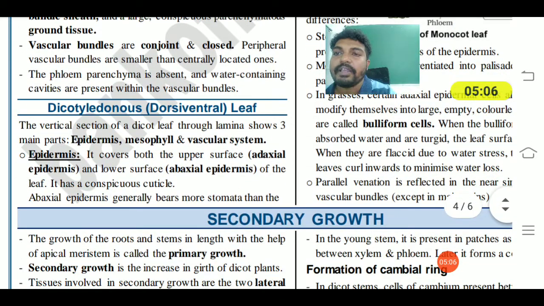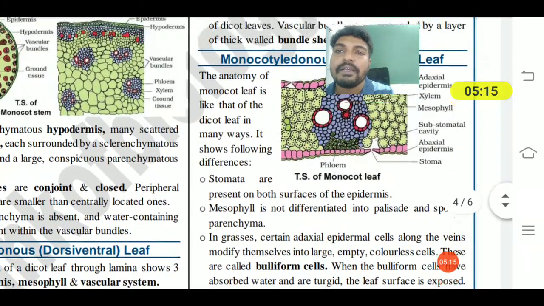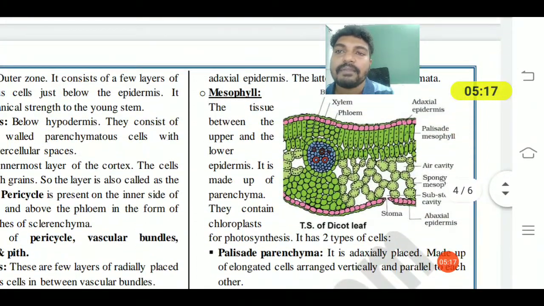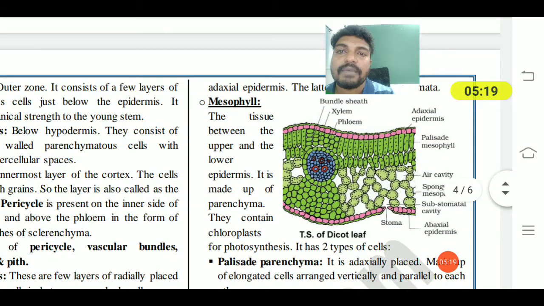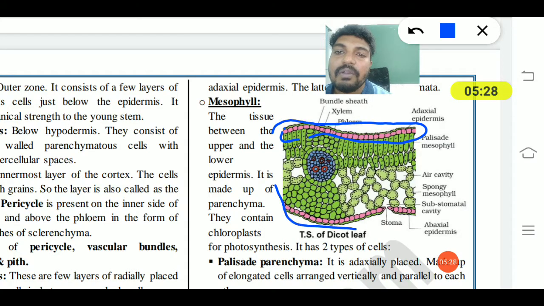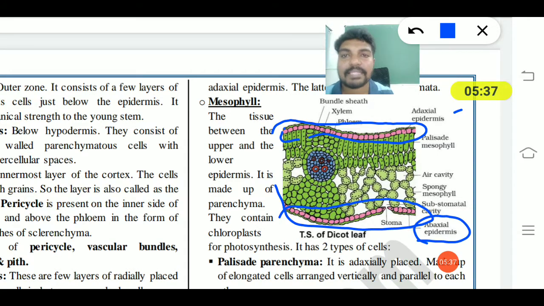Now the dicotyledon leaf is broadly classified into epidermis, mesophyll and vascular system. Here we'll go with the diagram directly. The epidermis is classified into upper epidermis and lower epidermis. The upper epidermis is called the adaxial epidermis, and the lower epidermis is called the abaxial epidermis.